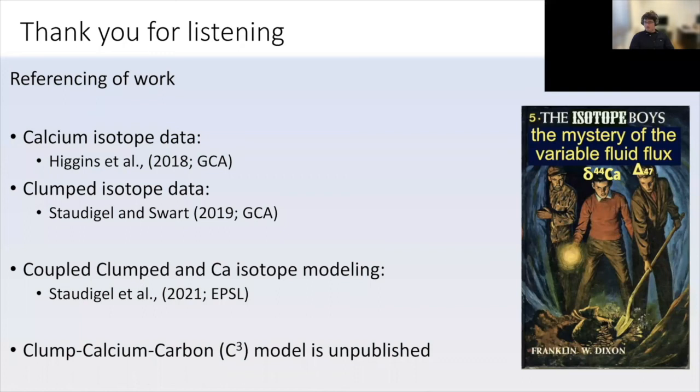I'd like to reference the paper by John Higgins, who is at Princeton, as well as the clumped isotope data, which was published as part of my dissertation. And the coupled clumped and calcium isotope work was published last year in EPSL. The carbon isotope, so the clumped calcium carbon model, is as of yet unpublished. So if you wish to cite any of this, just go for the 2021 EPSL paper. And with that, I thank you.